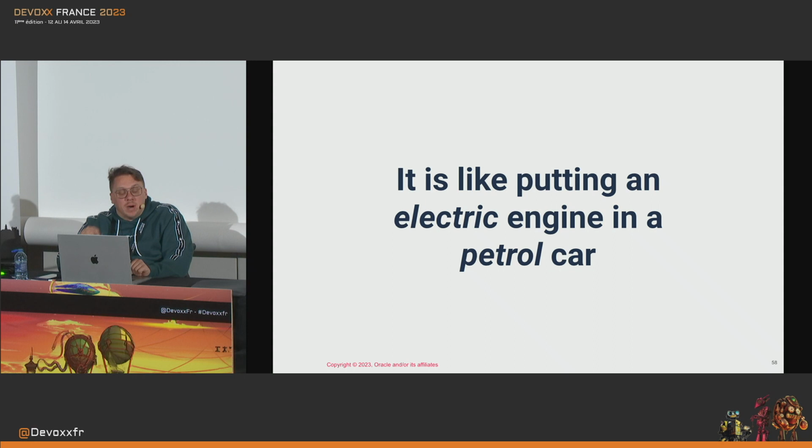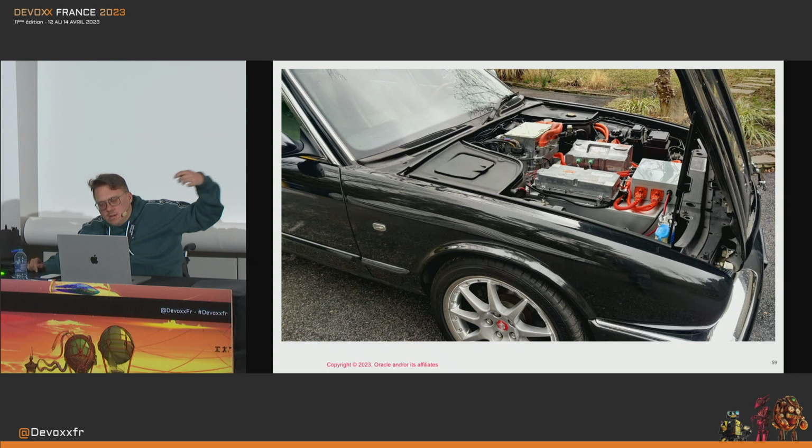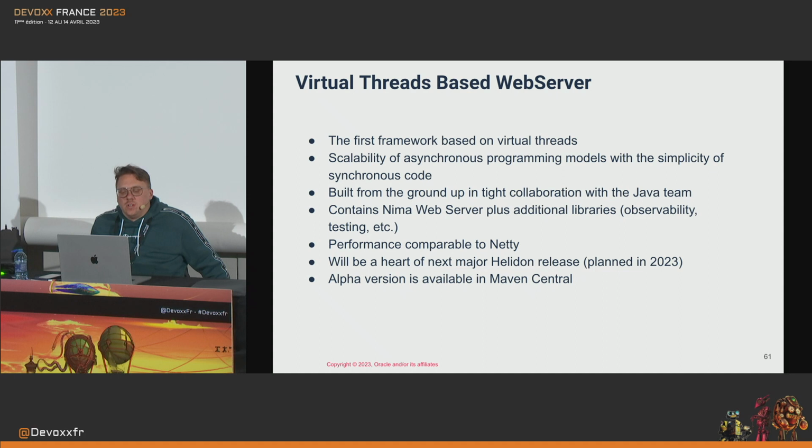But we understand it's like putting an electric engine on a regular car. It's still a car, designed for petroleum engines. It still has the gasoline tank and so on, which you don't need. So we decided to create our own server based on virtual threads from scratch, and it's called Nima. Technically it's the first framework based on virtual threads in the world. It's fully blocking, there is nothing asynchronous at all. And it's good that it's built completely in collaboration with the Java team. We're just one chat away, so we have some advantage here. We just talk to the Java team guys.